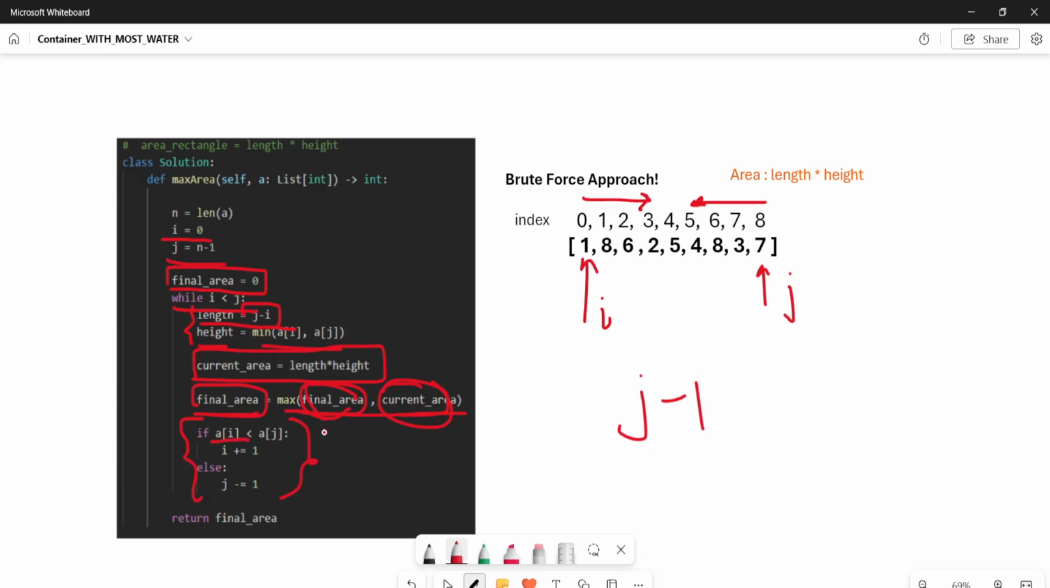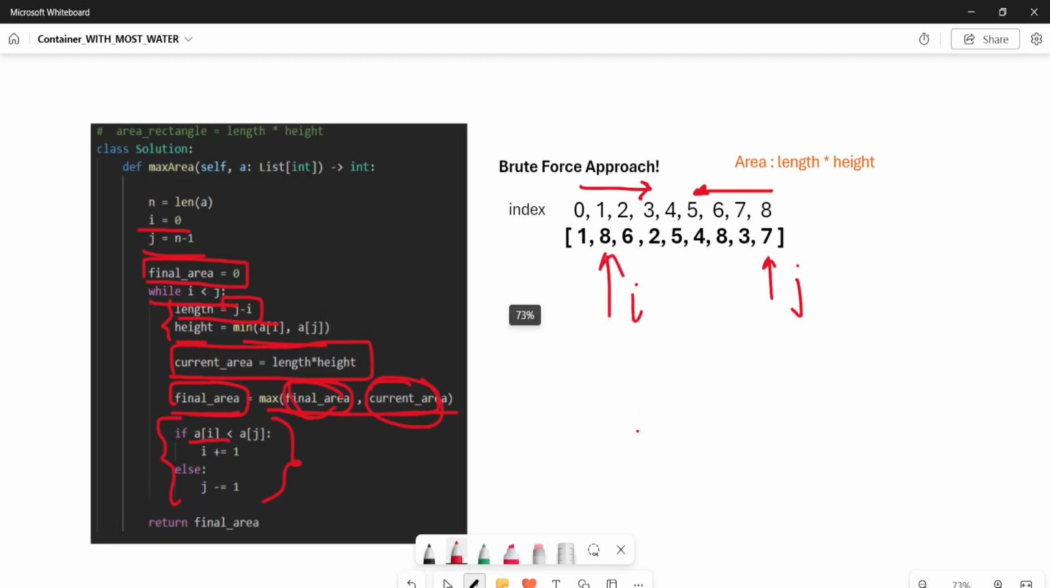Basically, in this current scenario, if a of I is less than a of j, right, we will increase, or move, the I pointer. Got it? And if that is not the case, then we will decrease the j pointer. This will keep on happening, and we will get our desired output, right?